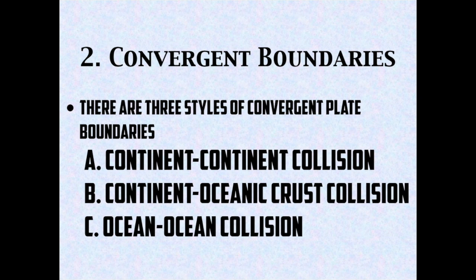But continent to ocean crust collision, this is going to be where you have the oceanic crust hitting the continent. This is generally going to cause subduction when that oceanic crust gets pushed under the continental crust. You're going to have lots of mountains created on the continent side. A great example of that would be the Andes Mountains.